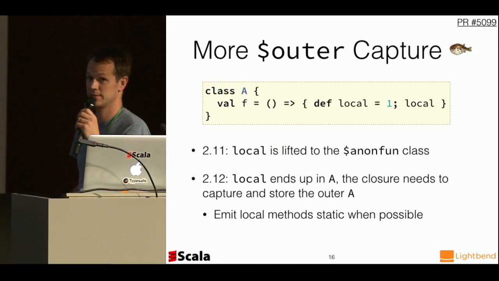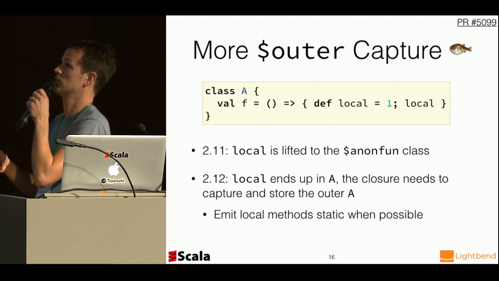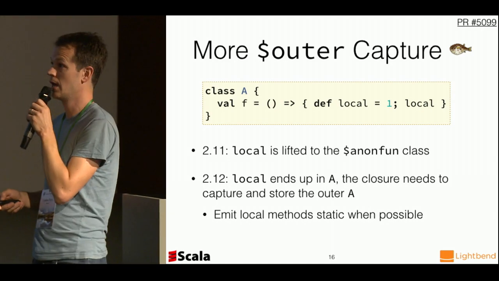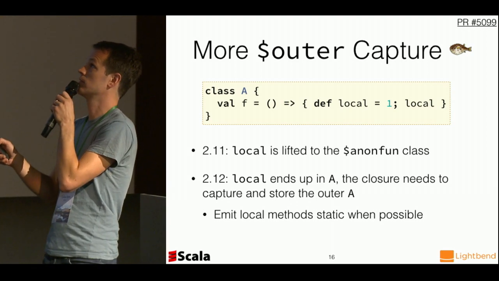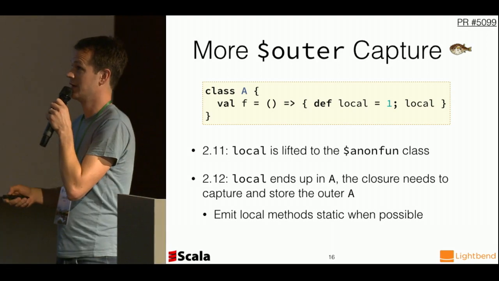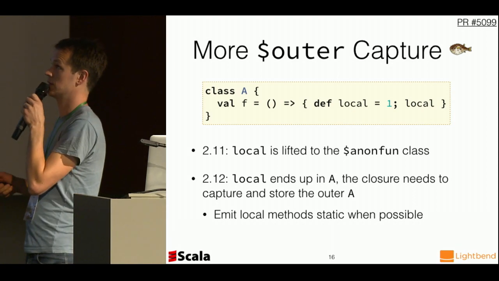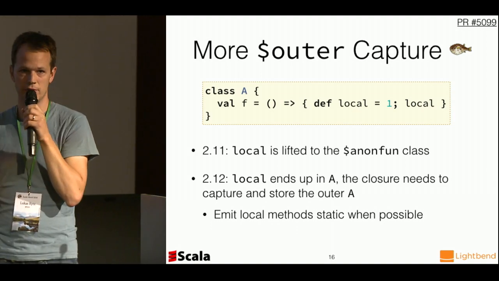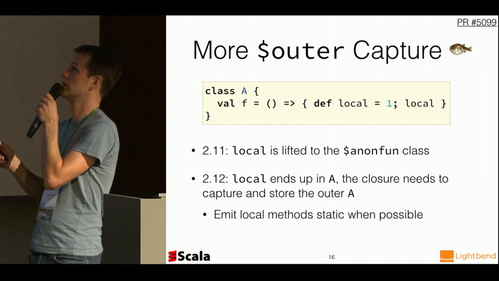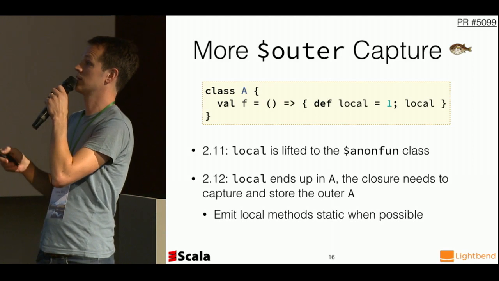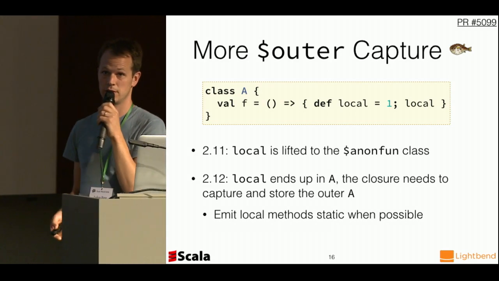A very similar thing happens to local methods within a Lambda. In 2.11, this local method is lifted into the anonymous function class. In 2.12, it's lifted into A. So if you want to call this local method, you need an instance of A because it's a normal member method, a virtual method. There's a new analysis implemented in 2.12 that figures out if the local method is actually not using this. If that's the case, then the local method is emitted in A, but as static. That means the Lambda doesn't need to capture the A instance.